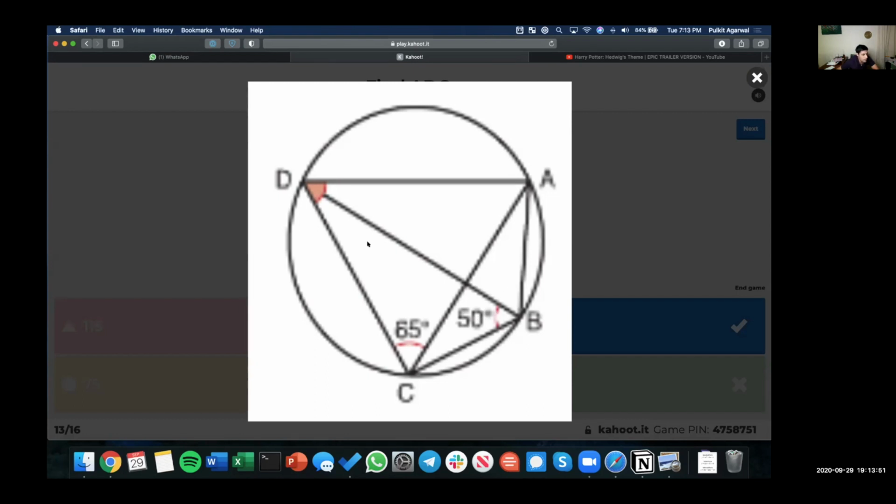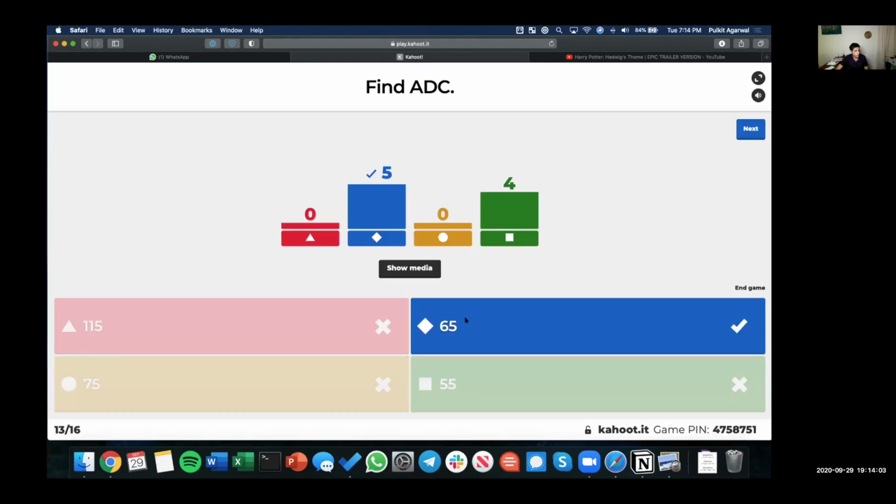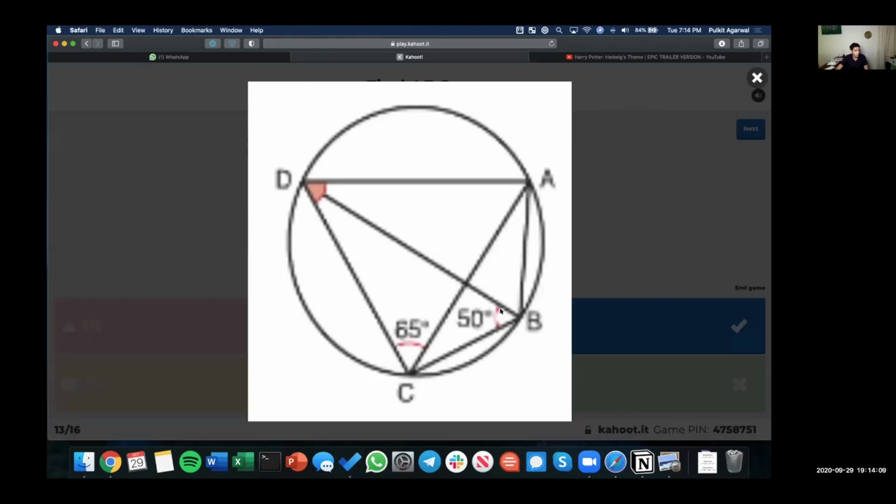And because this is a cyclic quadrilateral, these two have to be the complement of each other. So if this is 115, this is 180 minus 115, which is 65. 180 minus 115 is, yeah, 65. Okay, so that should help you get there.